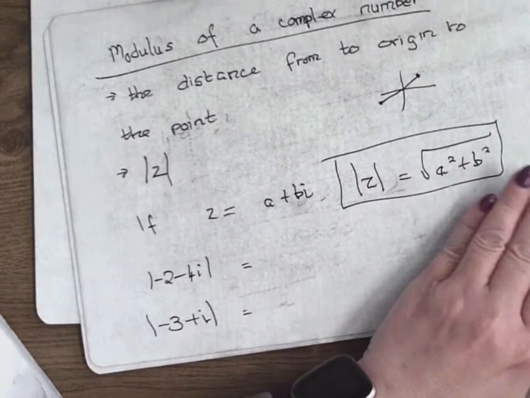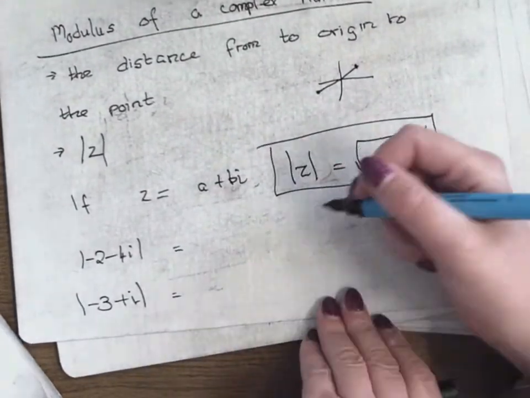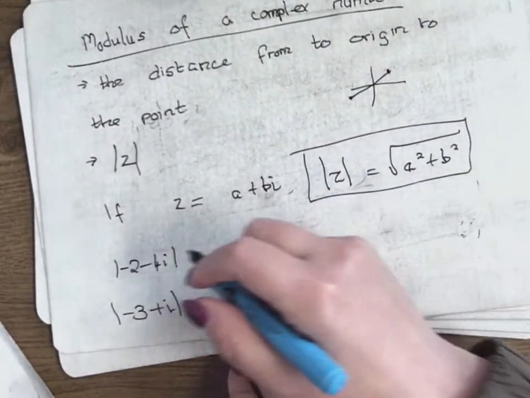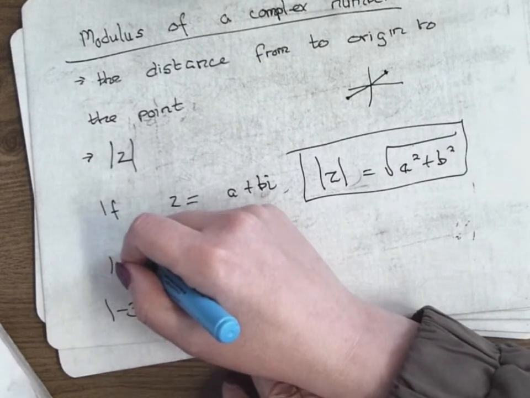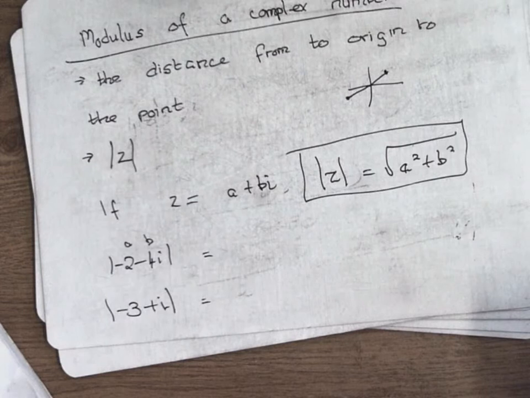You don't need to draw it, okay? All you have to do is fill in the formula. This formula is not in the log tables, you need to remember it, right? So a is the real number, and b is the number in front of i. Do not take the i, okay? The biggest mistake people make is they put the i into the formula. It's just the number in front of the i.